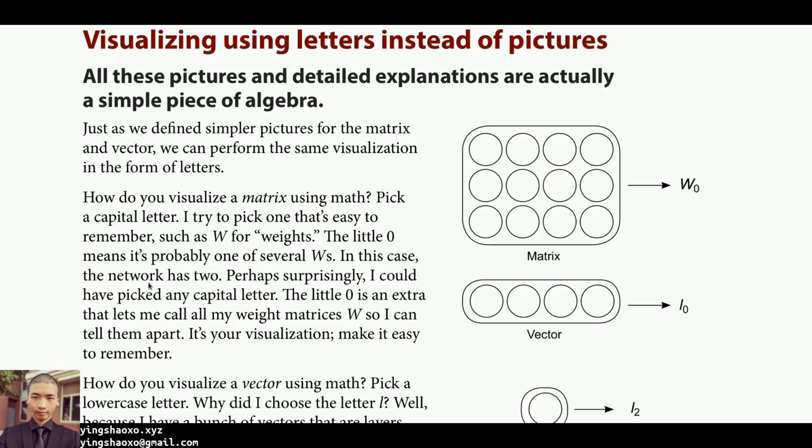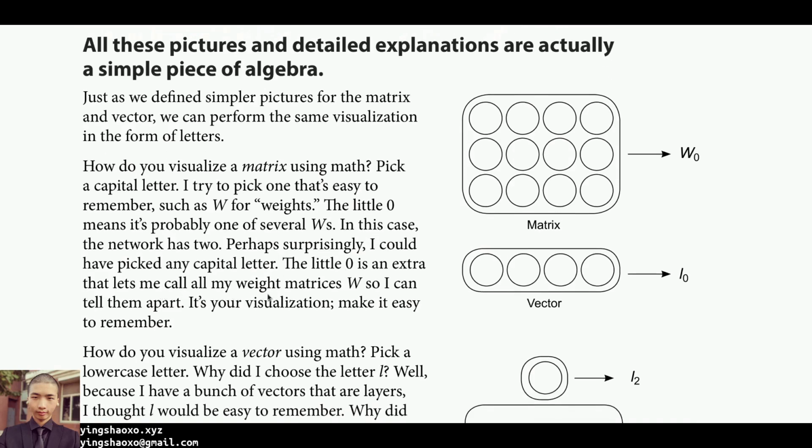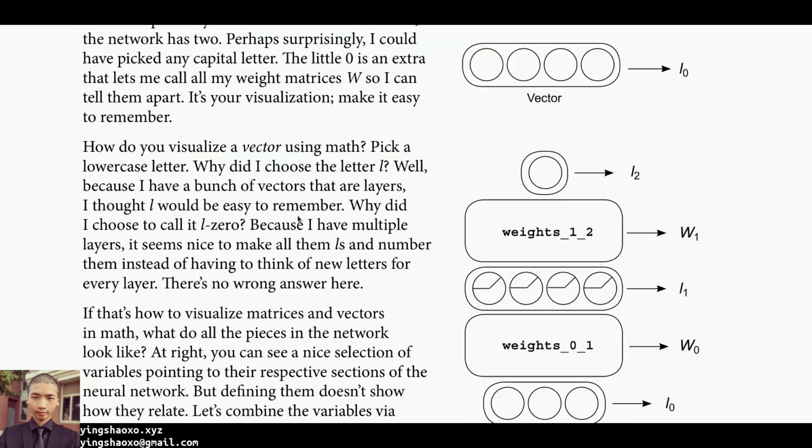In this case, the network has 2. Perhaps surprisingly, I could have picked any capital letter. The 0 is an extra that lets me call all my weight matrices W, so I can tell them apart. It's your visualization. Make it easy to remember. The W means matrix, the L means vector.